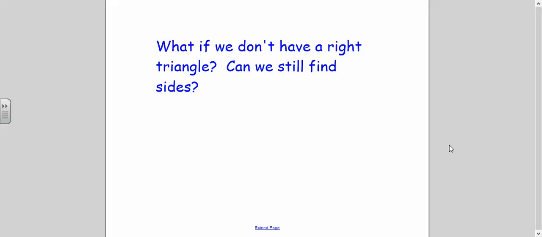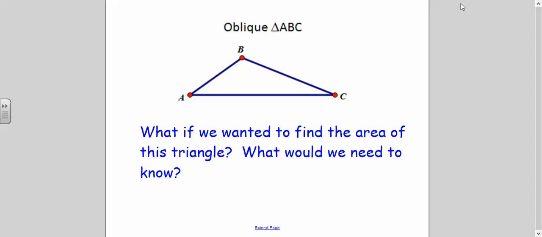All right, so we've been talking a lot about right triangle trig and how to find sides and how to find angles. And we're always working with the right triangle. So what happens if we don't have a right triangle anymore? Let's take a look at some triangles that aren't right triangles. This is an oblique triangle, ABC.